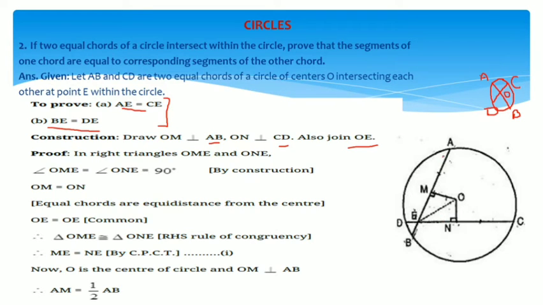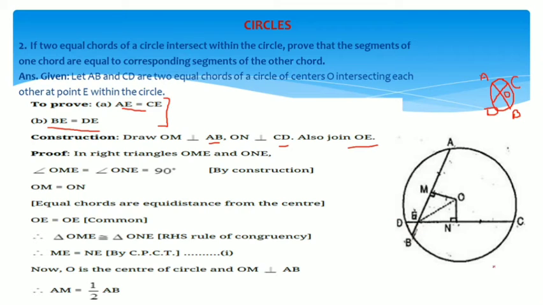Now we know that AB and CD are equal chords, and there is a theorem: if two chords are equal, then their distance from the center is also equal. The distance of any chord from the center means the length of the perpendicular drawn on that chord from the center. So if we have to measure the distance of any chord from the center, we will drop a perpendicular from the center on that chord, and the length of that perpendicular will be the distance.